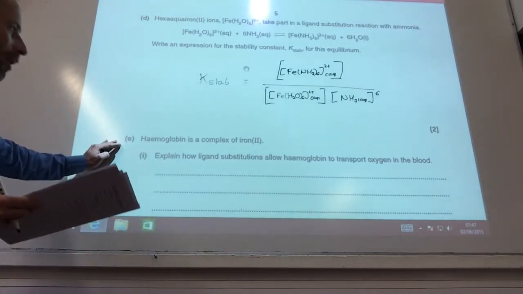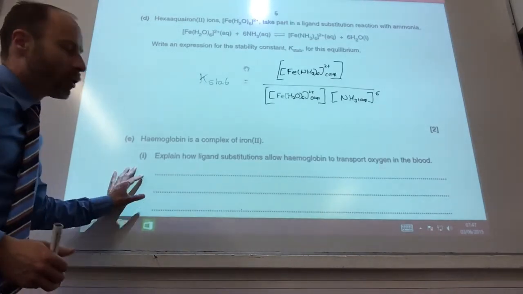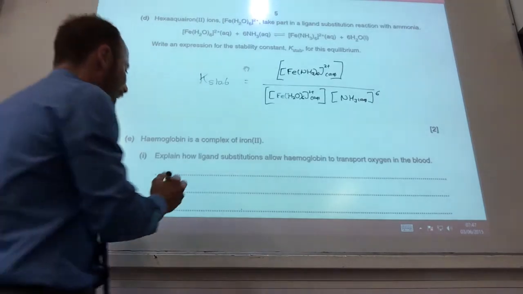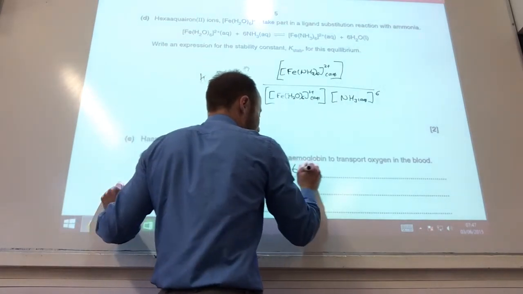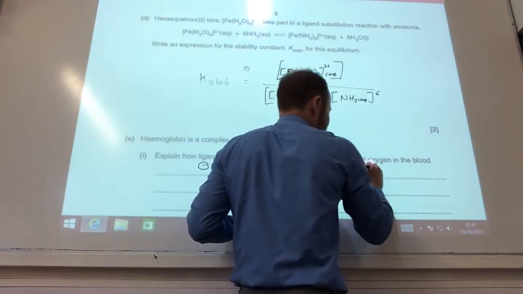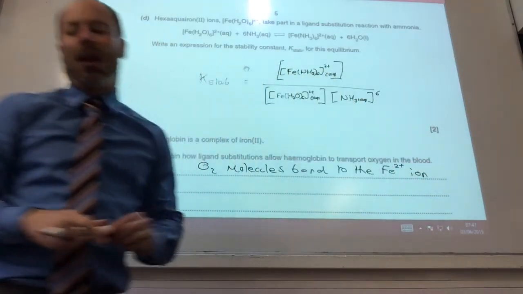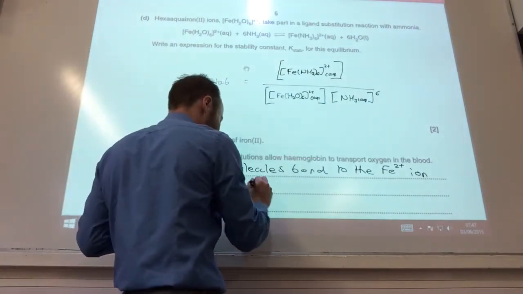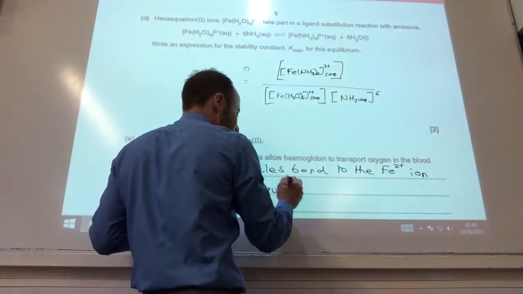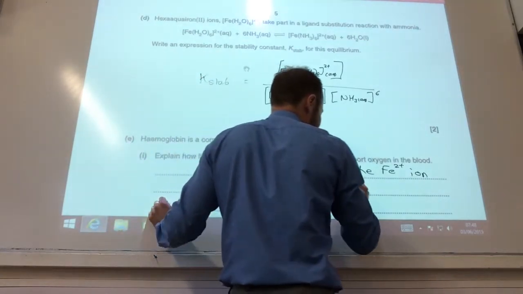Hemoglobin is a complex of iron 2. How do ligand substitution reactions allow hemoglobin to transport oxygen? So the key thing is the O2 molecules bond to the Fe2+ ion in hemoglobin, and when required, so when the oxygen concentration in the body is lower, O2 is released.